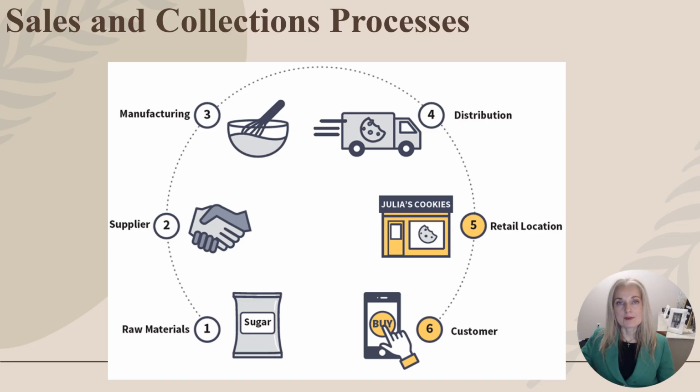Let's look at our overview of the sales and collection process. We acquire raw materials from our suppliers. Those are used in our manufacturing and distribution. From there, we have retail locations that customers can purchase from, or we might have an online app or a website where customers can purchase as well. But all these processes beforehand impact our sales and collection process. So it is important to know that everything flows together.